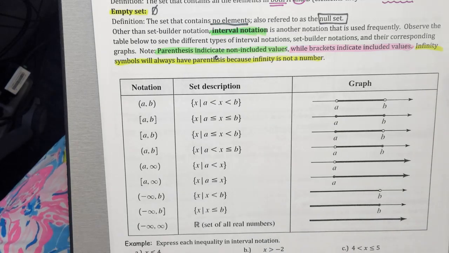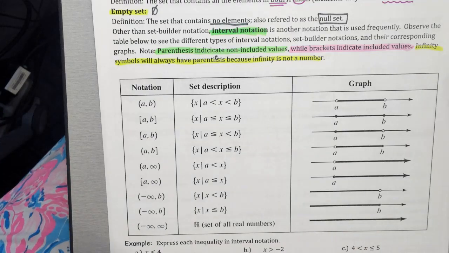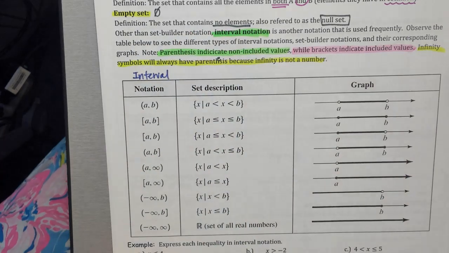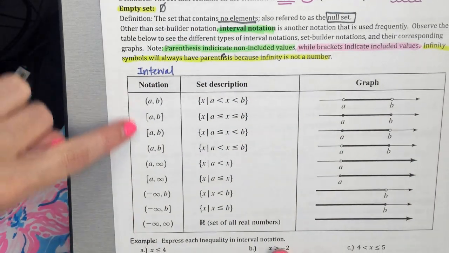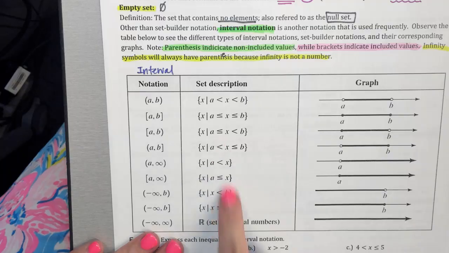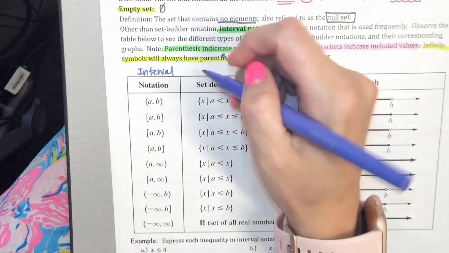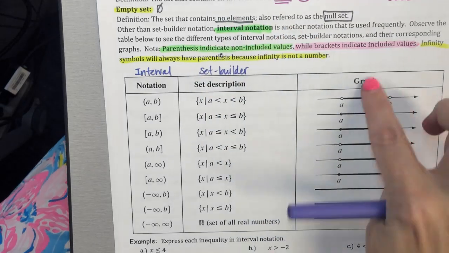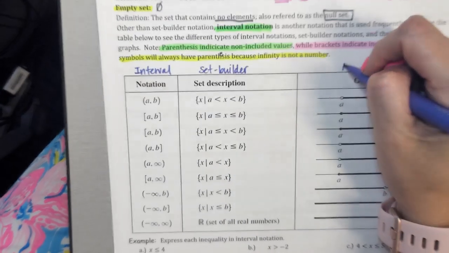In this table below, the interval notation is here on the left. Those are the different interval notations. This would be set builder. And then this is the graph on a number line.